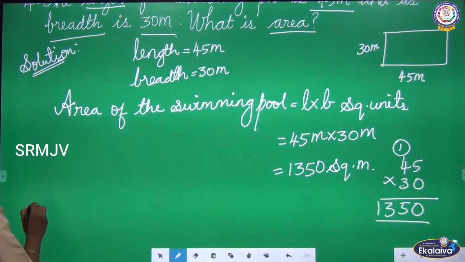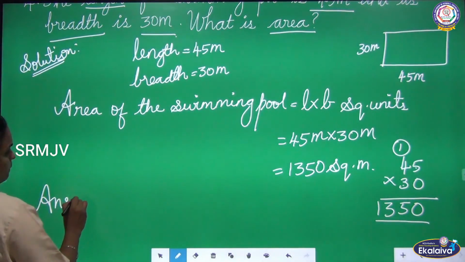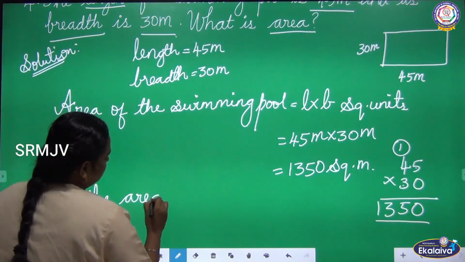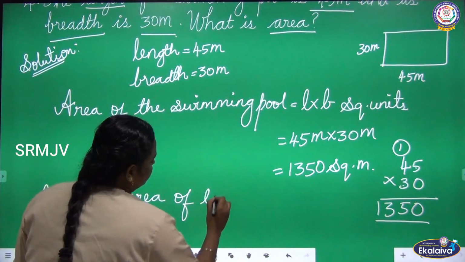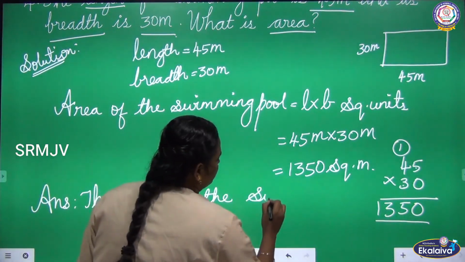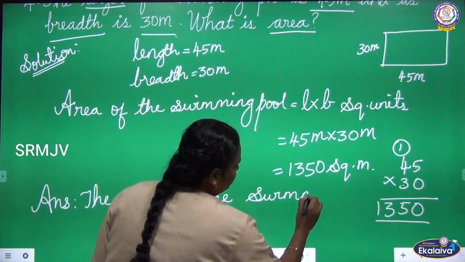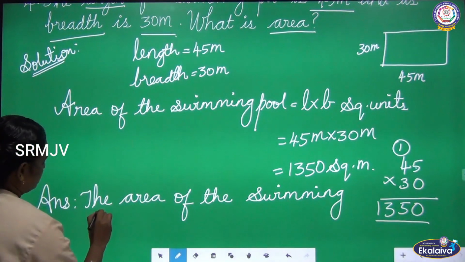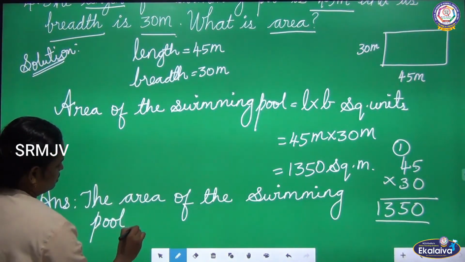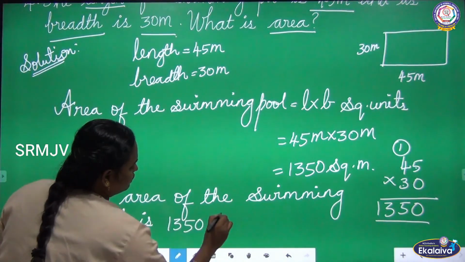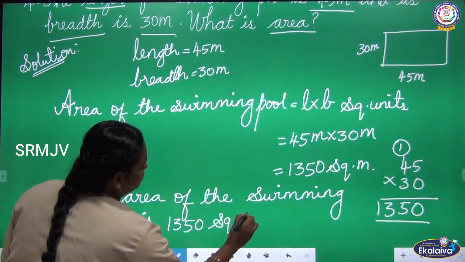So what is the area of the swimming pool, children? The area of the swimming pool is 1350 square meter.